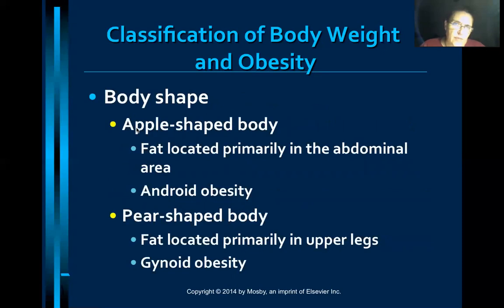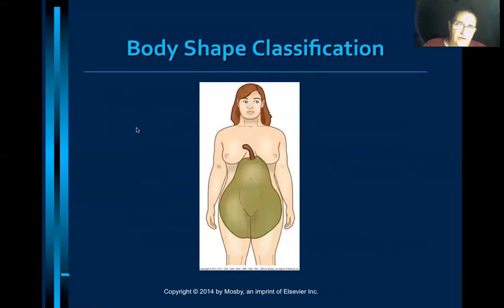We also look at body shape. An apple-shaped body is fat located primarily in the abdominal area. That's considered an android obesity. A pear-shaped body is fat located primarily in the upper legs, and that's a gynoid obesity. And we have an example of gynoid obesity, pear-shaped.